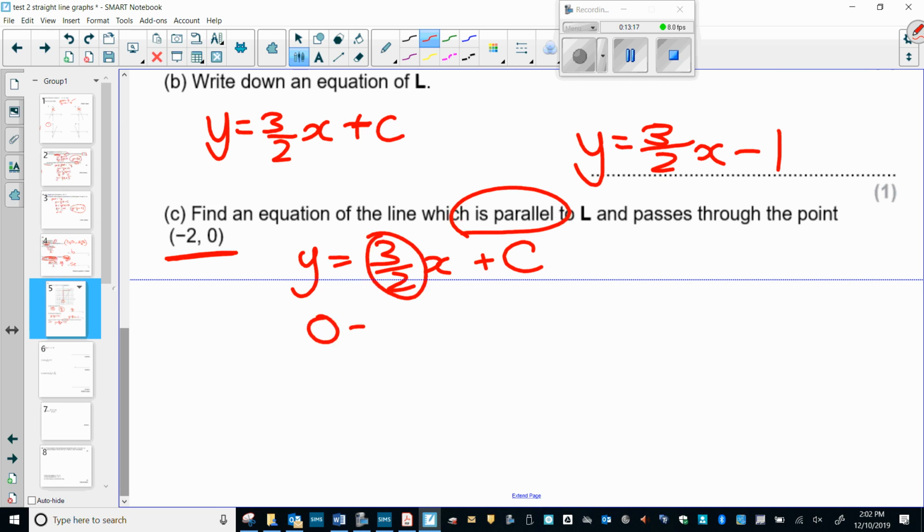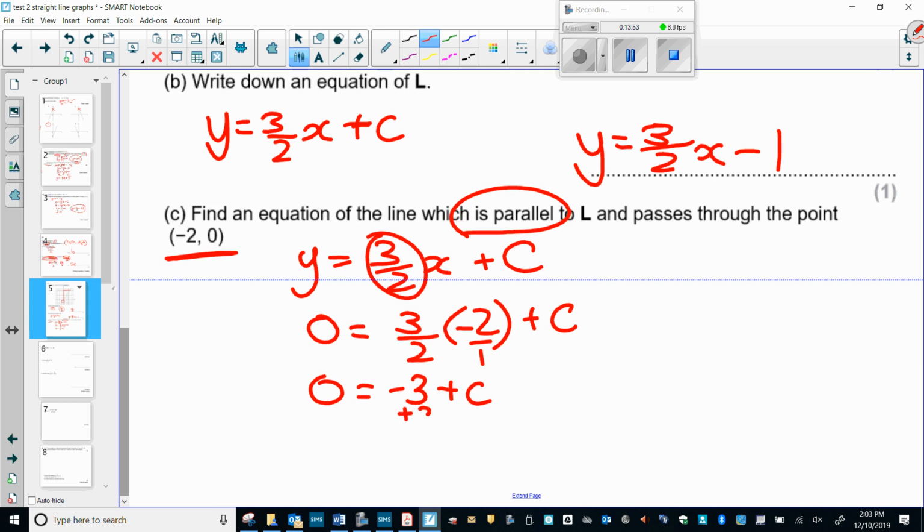So 0 equals 3 over 2 times -2, plus c. So that's secretly -2 over 1. Obviously, we've got our calculator, so you could be using that. It's top times top, bottom times bottom. So what's 3 times -2? -6 over 2. What's that? -3. So 0 equals -3 plus c. Then you would have to add 3 on both sides. So 3 equals c.